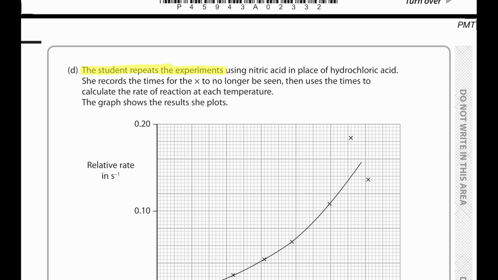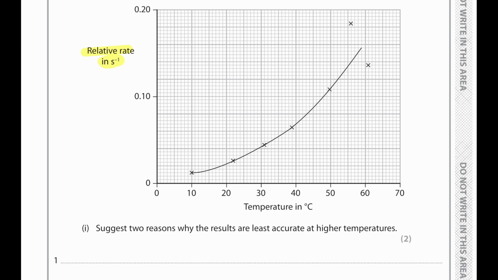The student repeats the experiment using nitric acid in place of hydrochloric acid. She records the time for the X to no longer be seen, then uses the times to calculate the rate of reaction at each temperature. The graph shows the results she plots. Relative rate in per second. Suggest two reasons why the results are least accurate at high temperature.